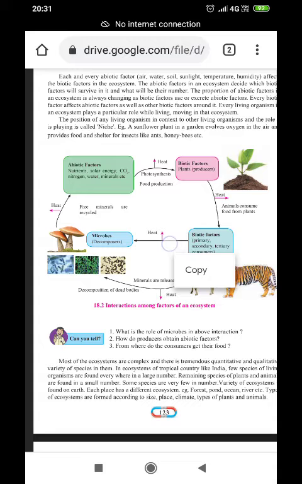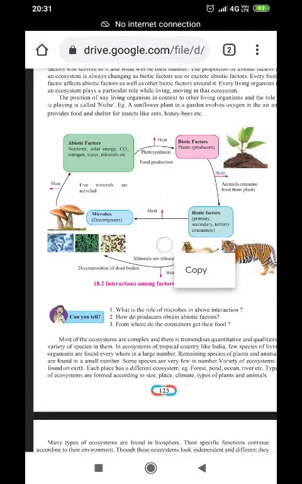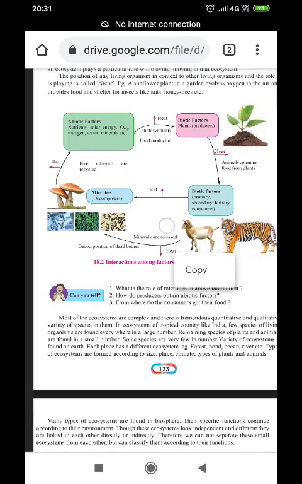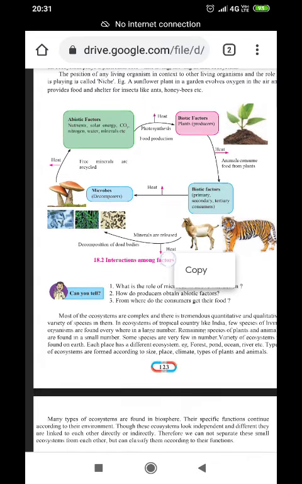Every biotic factor affects abiotic factors as well as other biotic factors around it. Every living organism in an ecosystem plays a particular role while living in that ecosystem. The position of any living organism in relation to other living organisms and the role it plays is called a niche. For example, a sunflower plant in the garden releases oxygen in the air and provides food and shelter for insects like ants, honeybees, etc.